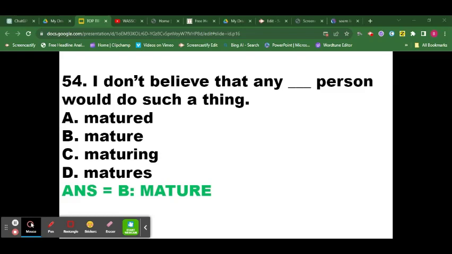Now, here we are dealing with an adjective on one hand and a verb on the other hand. A mature person is a sensible person. So it's like saying, I don't believe that any sensible person would do such a thing. Okay, so the word mature is used as an adjective here to describe the noun person. So you say that someone is mature to describe his or her current quality. But you can also say someone has matured if you want to talk about the process or the growth that the person has undergone. Okay, so that is exactly the way it can be used.